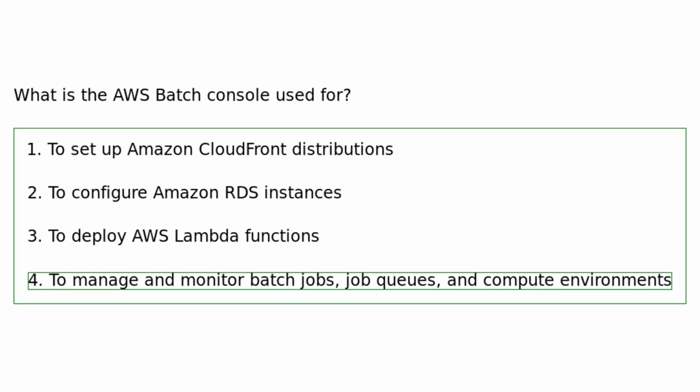The AWS Batch console is used for managing and monitoring batch jobs, job queues, and compute environments, providing a centralized interface for batch processing tasks.